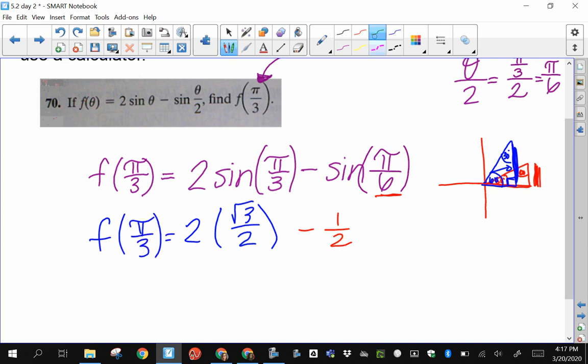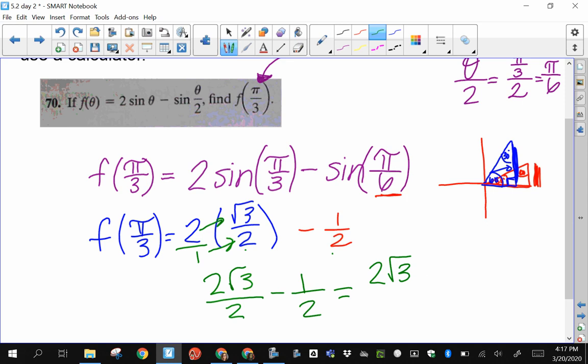Now typically I would probably simplify out these factors of 2, but I do know that I need a single fraction in the end, and we have the denominator of 2 in common here. So I'm just going to multiply straight across: 2 root 3 all over 2 minus 1 over 2, common denominator, so I can put those together: 2 root 3 minus 1, all divided by 2. Or some of you like to put that regular number first and the rational number second. Either of these is acceptable.